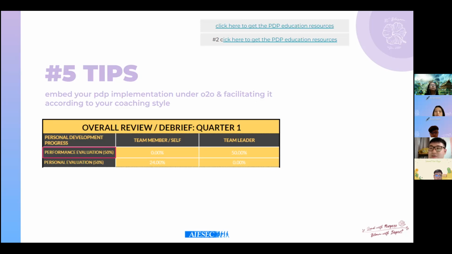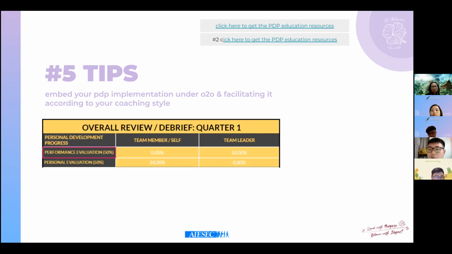It's not necessary for you to follow your previous team leaders. I know that it's sometimes a bit hard to imitate the previous team leader's style, but for you to find your own suitable coaching style in implementing the PDP, which is the SMART goal that we're mentioning here, or even a PDP score.